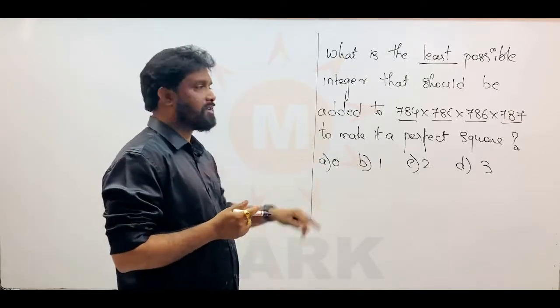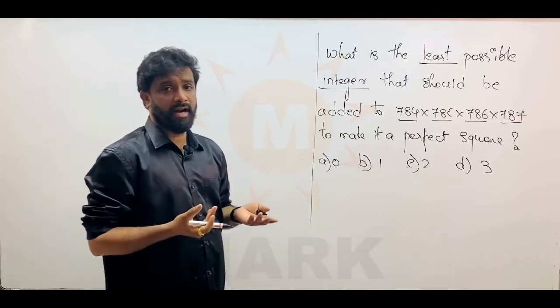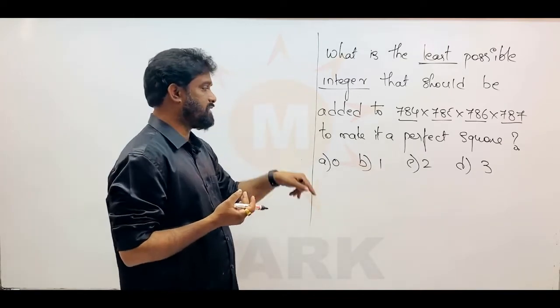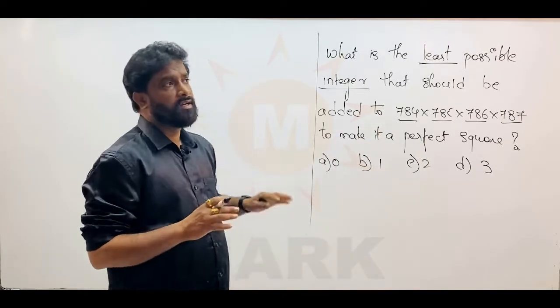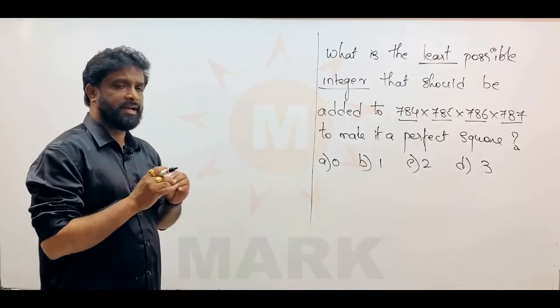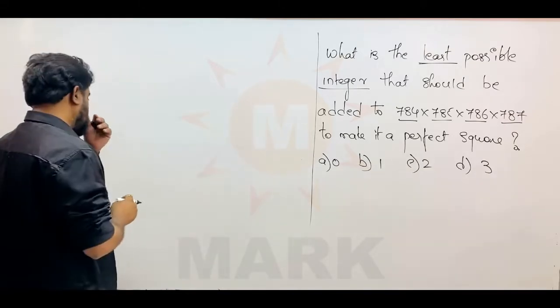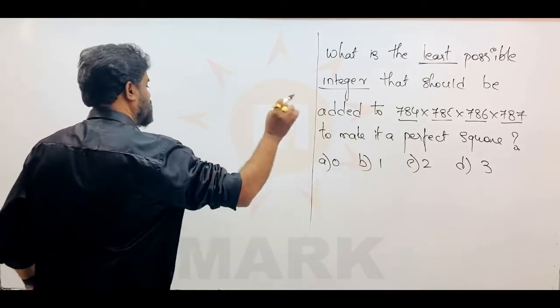Because 0 is also there, that's why he is mentioning the word integer. Nothing should be added or something should be added. If that is something, what is that something? Is it 1, 2 or 3? So it is a very easy question. First of all, you should know a basic rule. If you know that rule, you can answer this type of question in just 2 seconds.